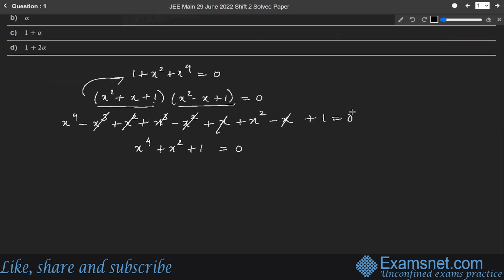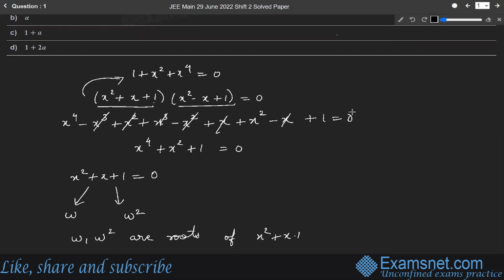If we talk about the first factor, x square plus x plus 1 is equal to 0, then for this factor we have two different roots. The roots will be omega and omega square. Since all the terms are positive, the roots will be complex. So we can say that omega and omega square are the roots of x square plus x plus 1.